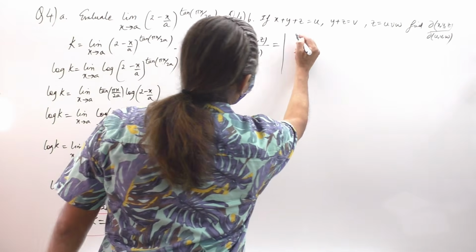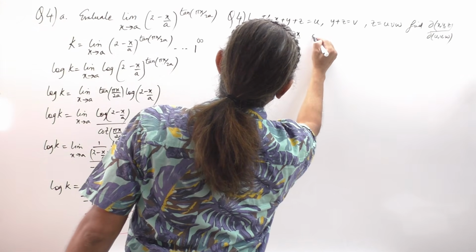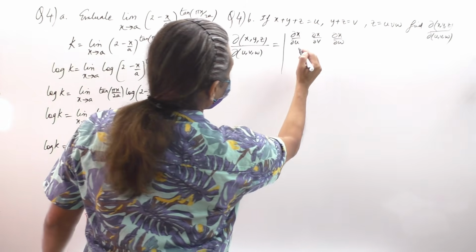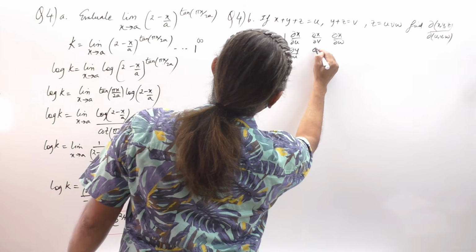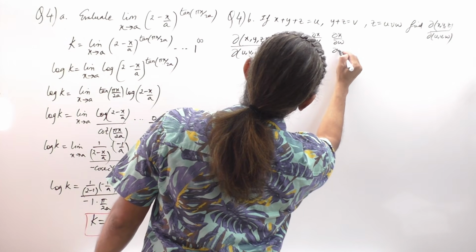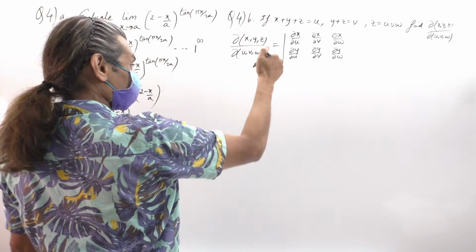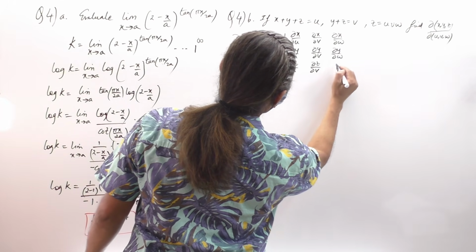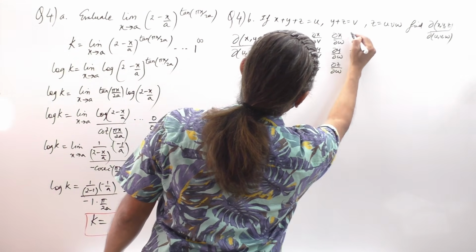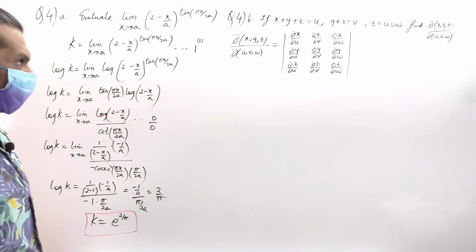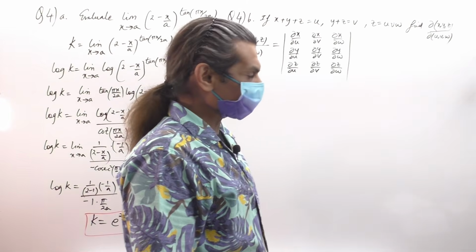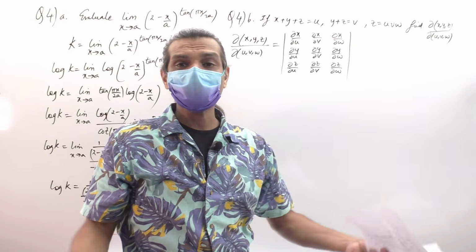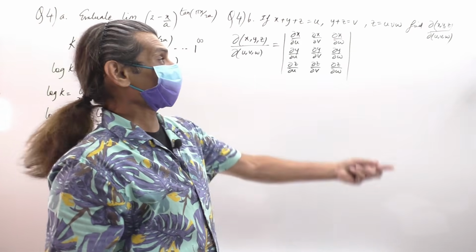x with respect to all: dou x by dou u, dou x by dou v, dou x by dou w. Then dou y by dou u, dou y by dou v, dou y by dou w. Lastly z: dou z by dou u, dou z by dou v, and dou z by dou w. That's it. But the real problem here is to find dou x by dou u, or dou y by dou u, dou z by whatever, we need x, y, z in terms of uvw, but that is not given in the question.